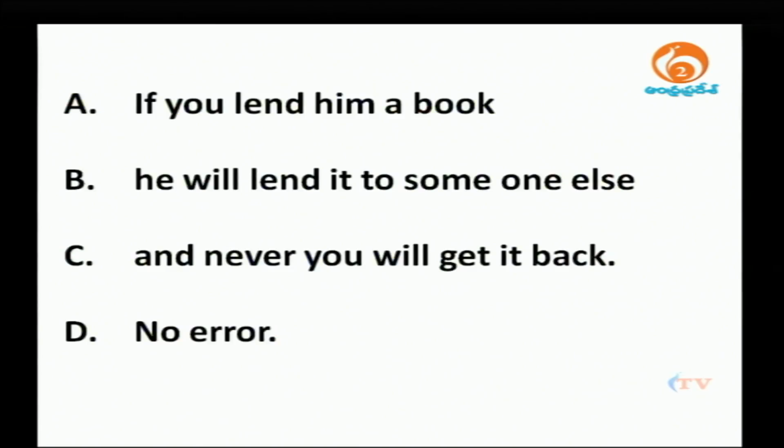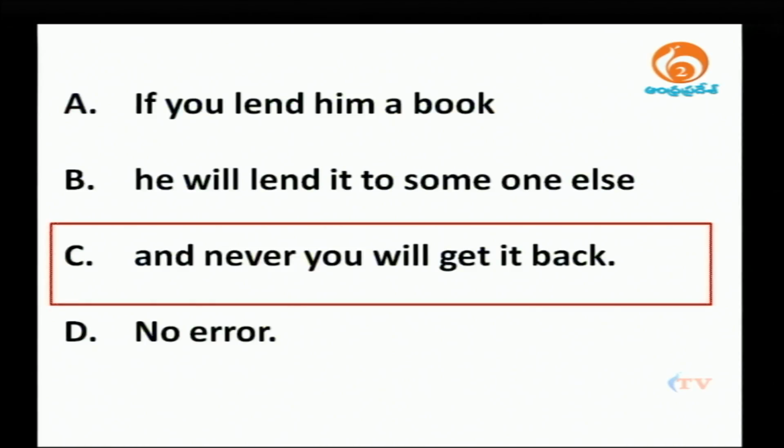If you lend him a book, he will lend it to someone else and never you will get it back. If you lend him a book means if you give him a book, he will give it to someone else and never you will get it back. All right. It should be C because the correct form is and you will never get it back. So, the placement of never is incorrect.